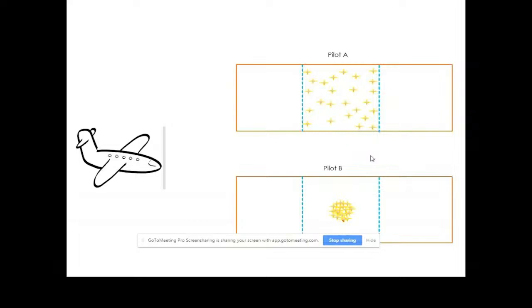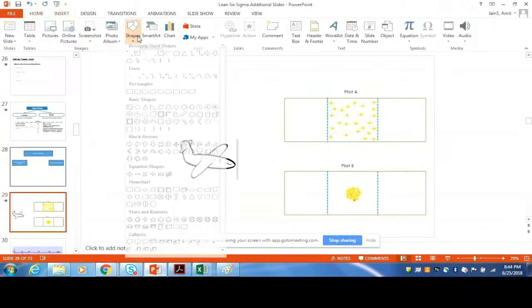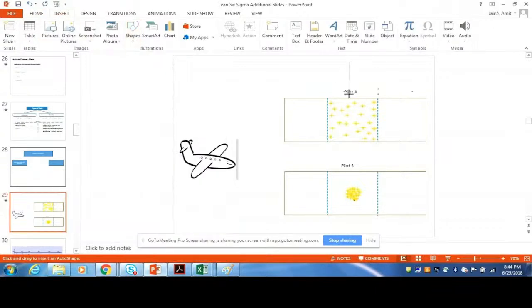But if I had given you the data for average, if you look at it, the average for both of these pilots would be this particular line.